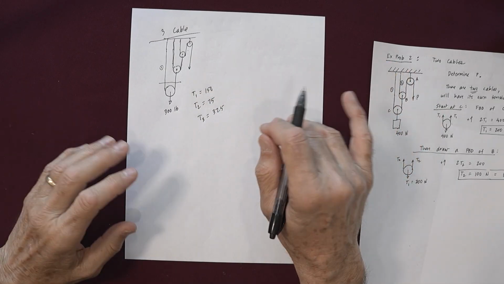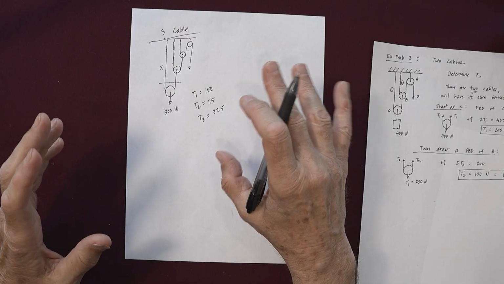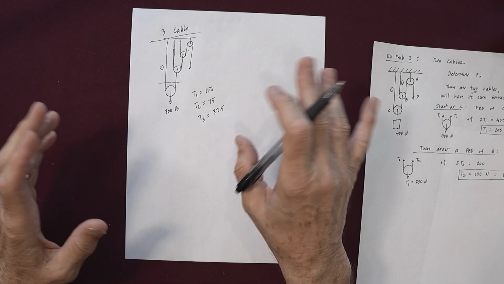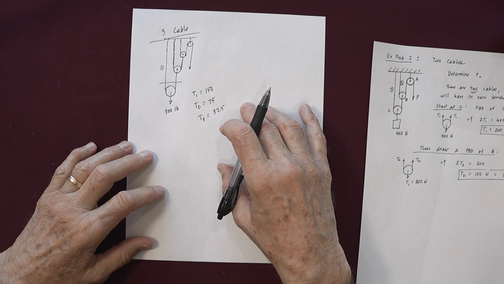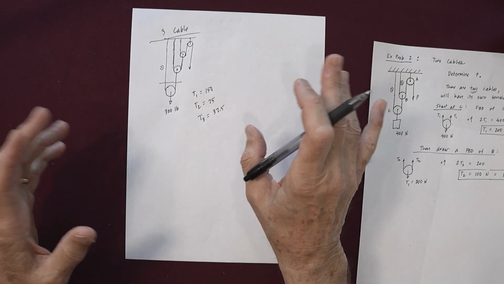So these are classic pulley problems. It's probably one of the simpler machines you may or may not have on your test, but they show up. They look hard, but they're actually really easy.